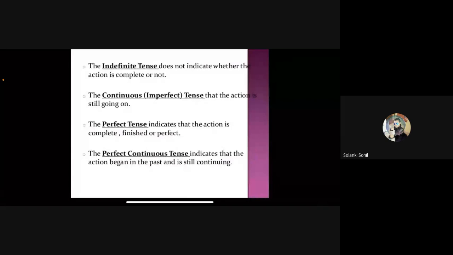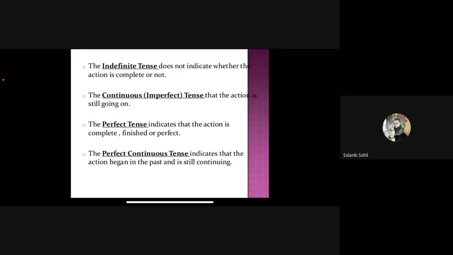The indefinite tense does not indicate whether the action is complete or not. The continuous imperfect tense indicates that the action is still going on. The perfect tense indicates that the action is complete, finished, or perfect. The perfect continuous tense indicates that the action began in the past and is still continuing.